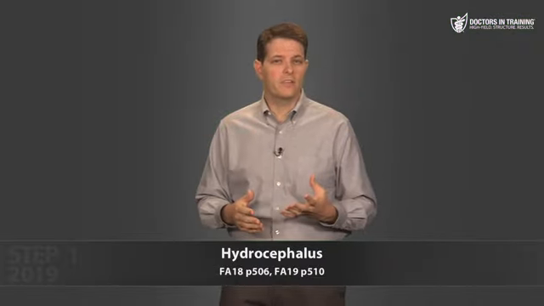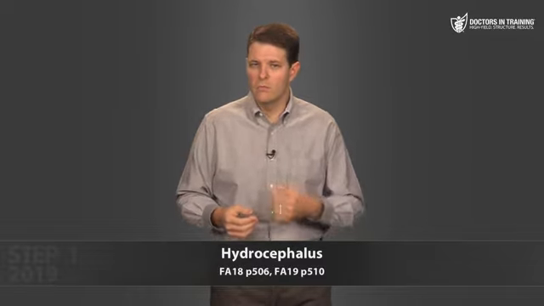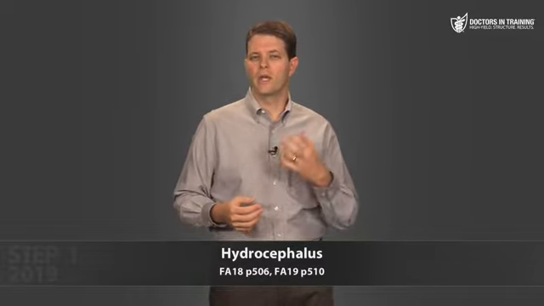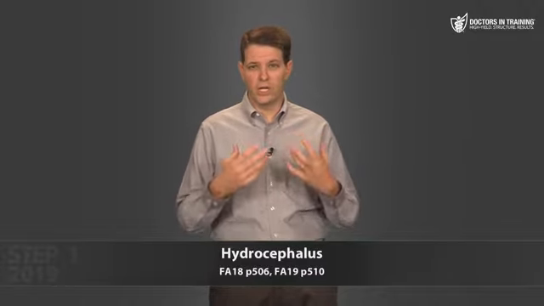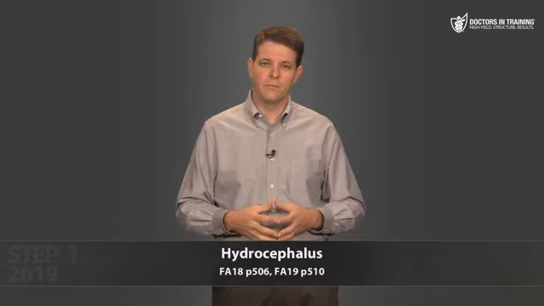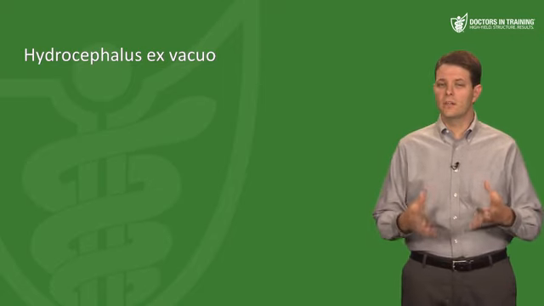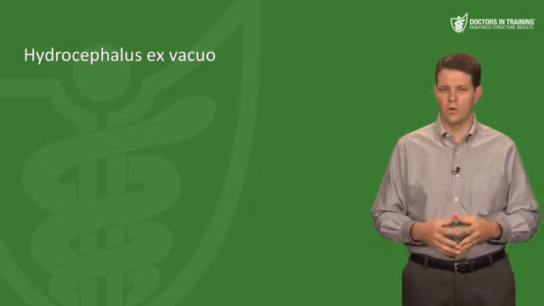And normal pressure hydrocephalus is a cause of dementia that is potentially reversible. Most causes of dementia we'll talk about are irreversible, but this is one you'd actually like to be able to diagnose because you can put in a shunt and get that excess fluid out of the brain and the symptoms all resolve.